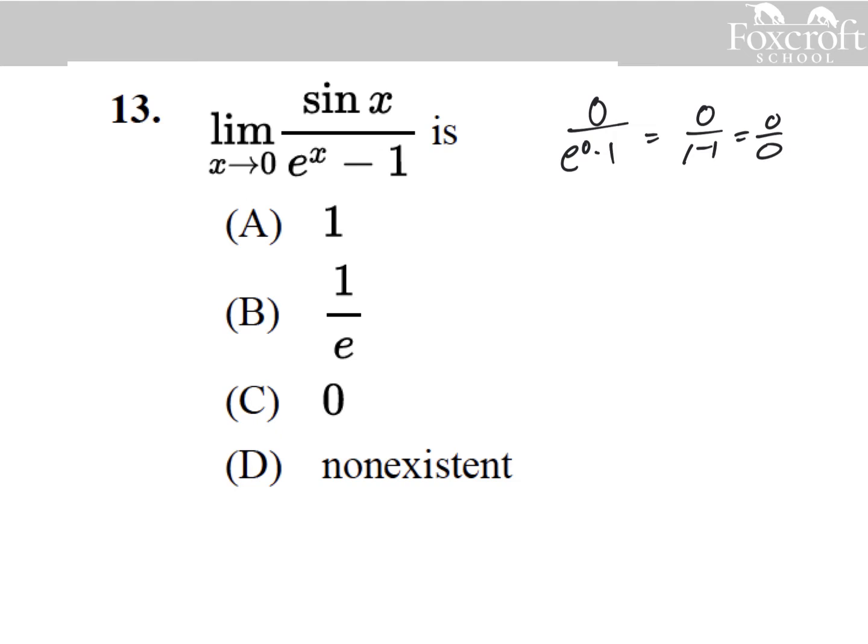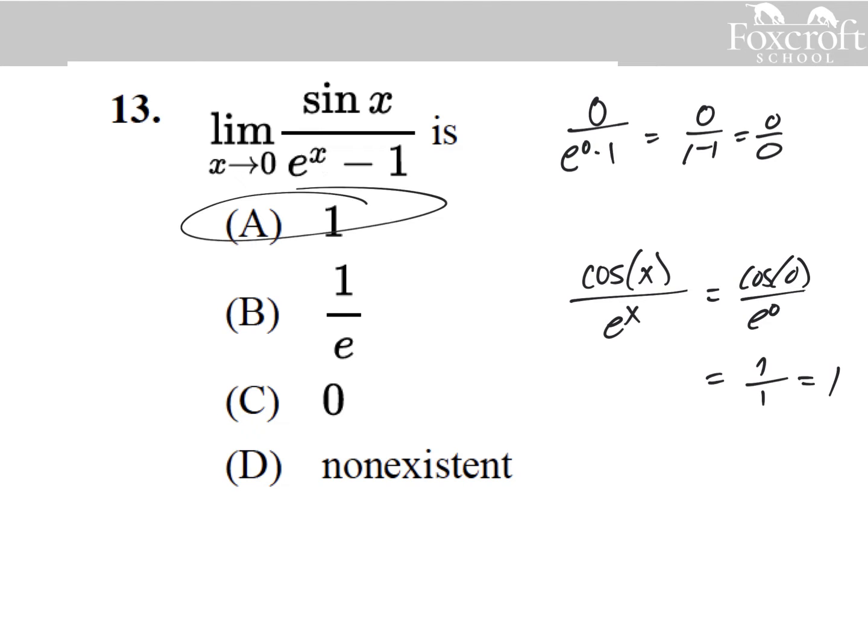So the derivative of sine is cosine. The derivative of e to the x minus 1 is e to the x. And I try to plug in 0 again. Cosine of 0 is 1, e to 0 is 1, and I get 1. And so A should be the correct answer.